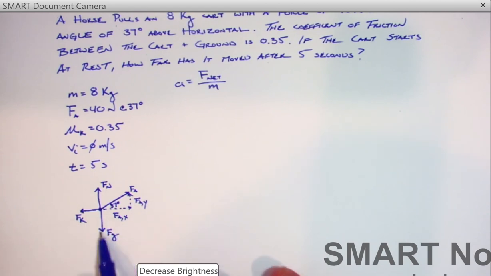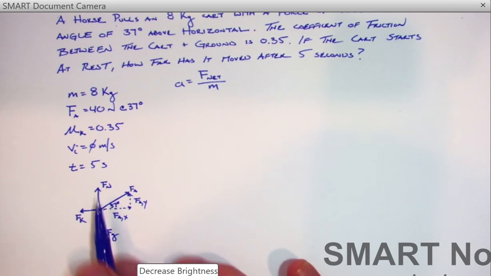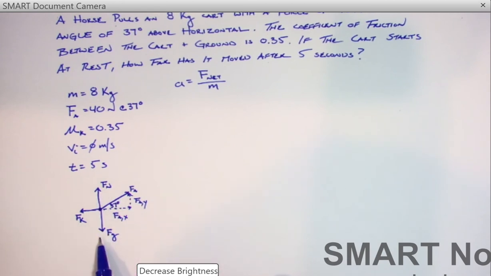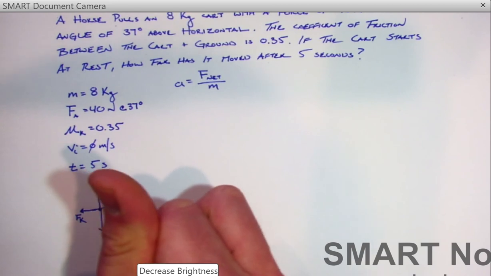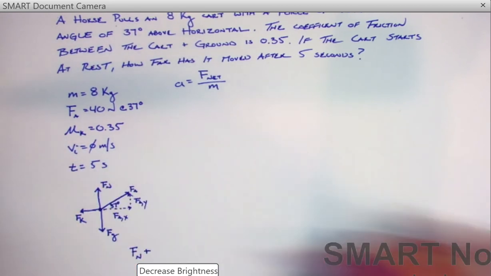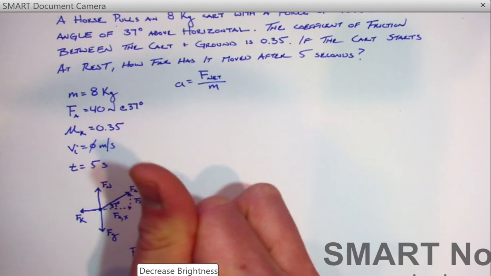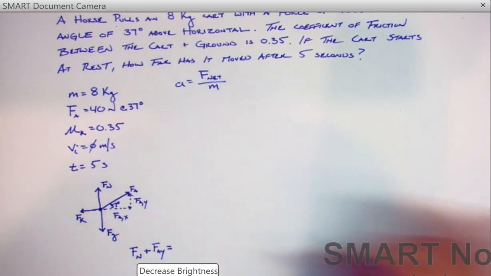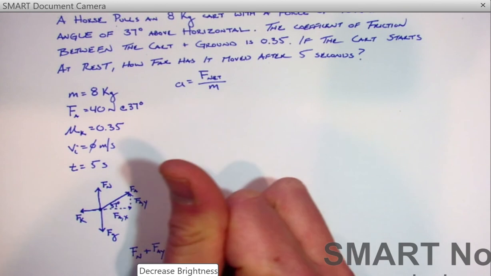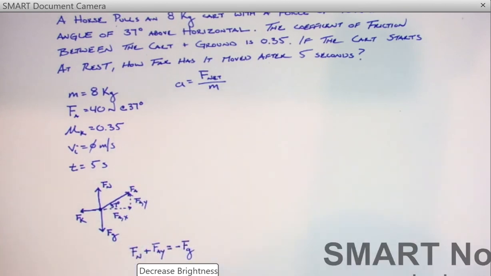So let's start by determining what's going on up and down. We know the cart is only moving horizontally. It's not coming off the ground, it's not going into the ground. So all the up and all the down forces have to be equal to each other. What does that tell us? That force normal plus force applied Y will be equal to the opposite of the force of gravity. So normal force is not going to be just equal to the weight.